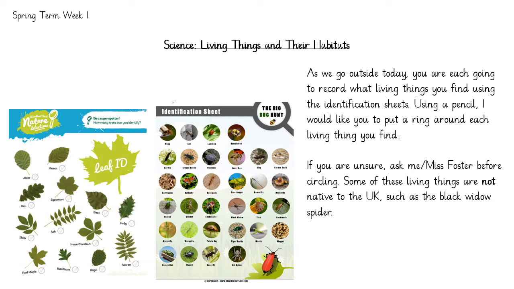So as we go outside today, we're going to be recording what living things we might find using these identification sheets. Using a pencil, I'd like you to put a ring around each living thing you find. If you're learning from home, have a look at these and perhaps you can jot one down on a piece of paper. If you're unsure about what you found, ask me or Miss Foster before circling, or if you're at home, ask an adult. Some of these living things are not native to the UK, so don't worry. Some of them we're not going to get in the UK, like the black widow spider. They're not part of the UK ecosystem.